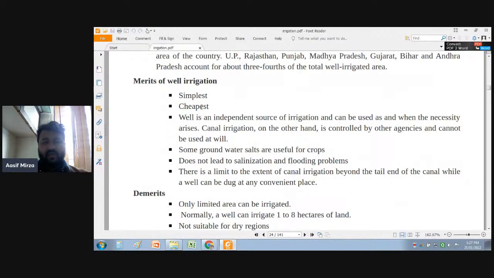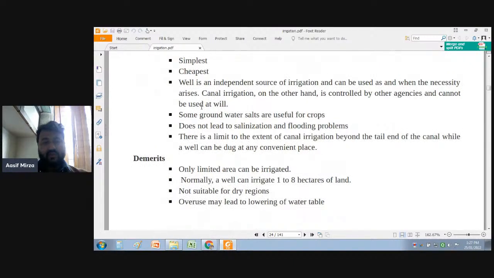Now, what are the demerits of this well irrigation? Only a limited area can be irrigated. Normally, a well can irrigate 1 to 8 hectares of land, it is not suitable for dry regions, and overuse may lead to the lowering of the water table.